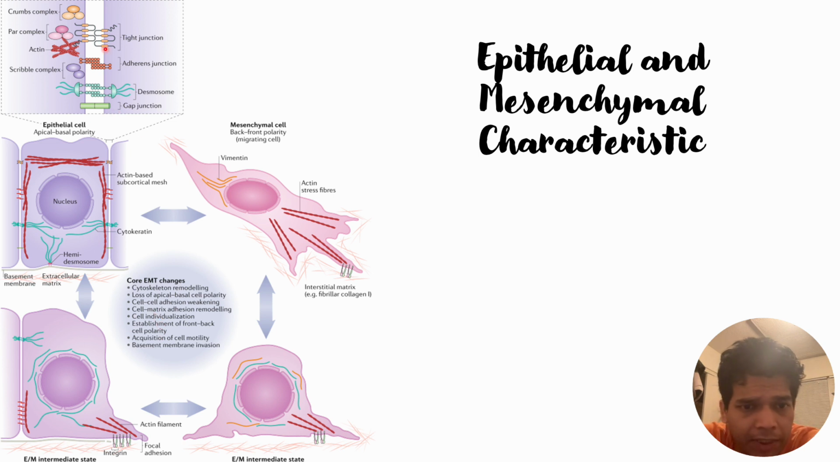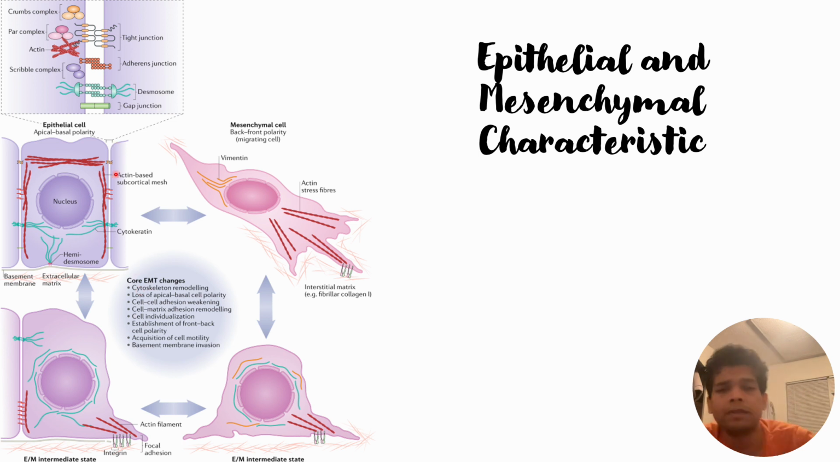The cell interaction gets reduced. This is just common sense: as this interaction gets reduced, only then will the cells acquire more migration-like properties. Another major change shown here is cytoskeleton remodeling.